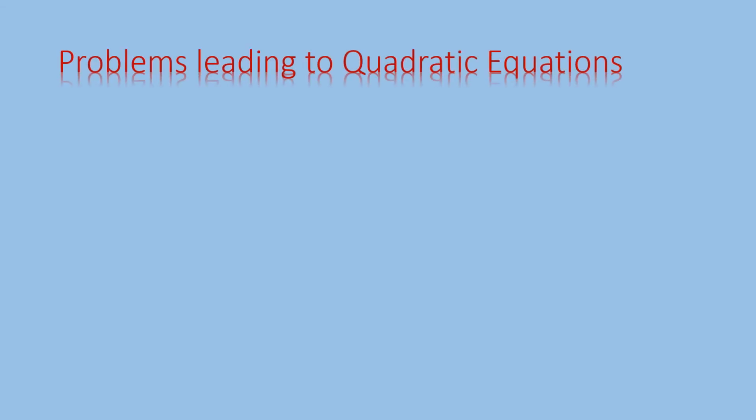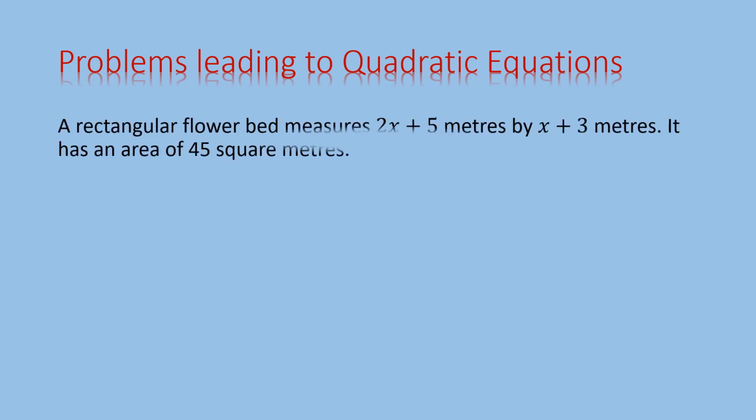Problems leading to quadratic equations. At IGCSE, you may be expected to set up a problem that leads to a solution involving a quadratic equation. You will then need to solve the quadratic equation to complete the problem. Let's see this example. A rectangular flower bed measures 2x plus 5 meters by x plus 3 meters. It has an area of 45 square meters.